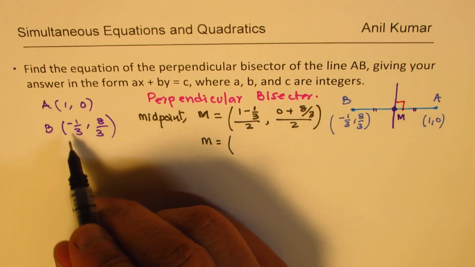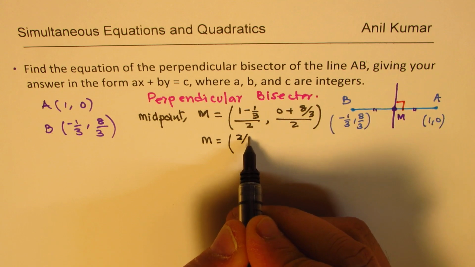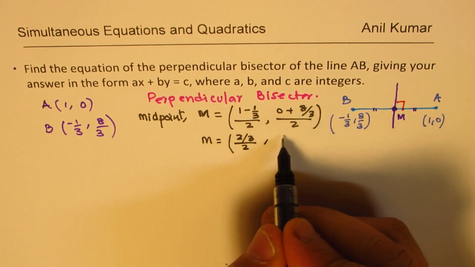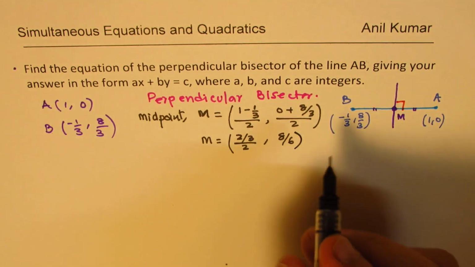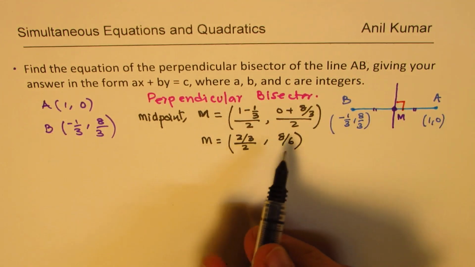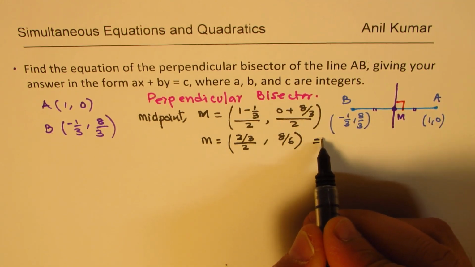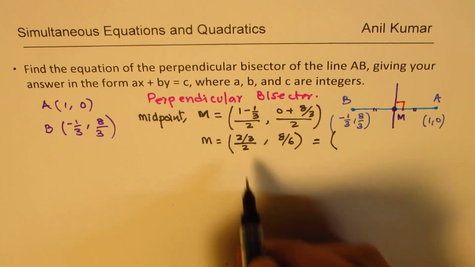So when you just add them up, 3 minus 1 is, let's write down, 2 over 3 over 2, and this is 8 over 6. Okay, that's fine. Now, you could actually simplify this. Let's simplify this, right? So the 2s cancel, so we get 1 over 3.